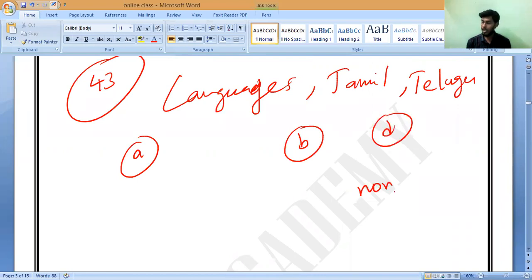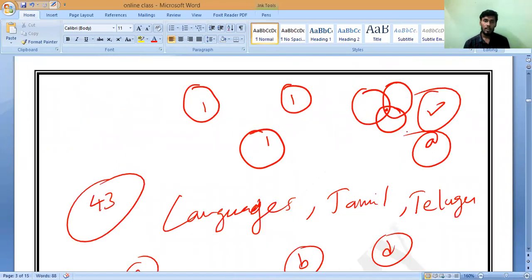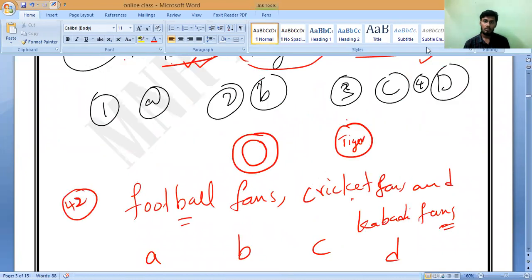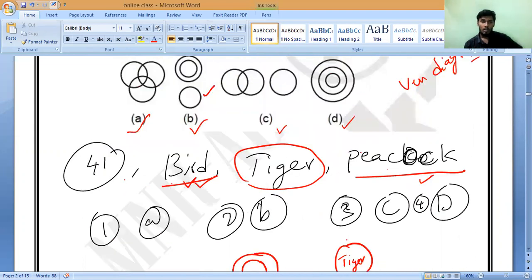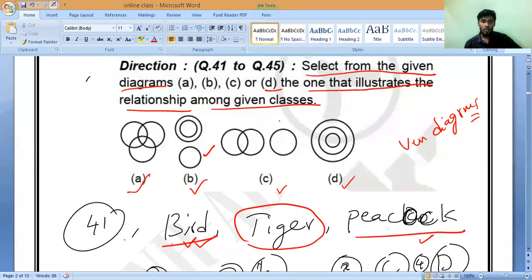None of this. Why none? Sir, because it will come in C. See, both may be languages, Tamil and Telugu, but there is no common part between Tamil and Telugu. Correct or not? Yes or no? Are you able to understand, all of you? Yes, sir.